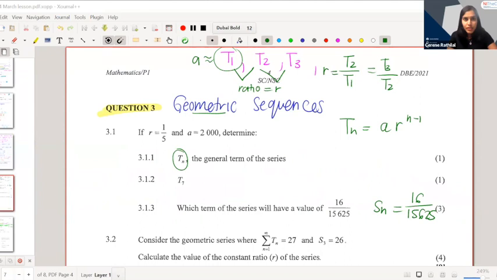There's a lot of responses in the chat box. Let's see. So I just want to quickly see what else has been asked. Okay, so there's nothing much pertaining to this.